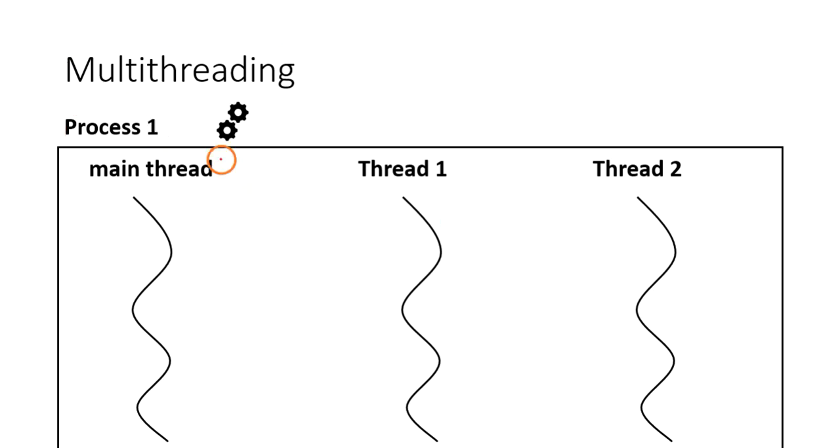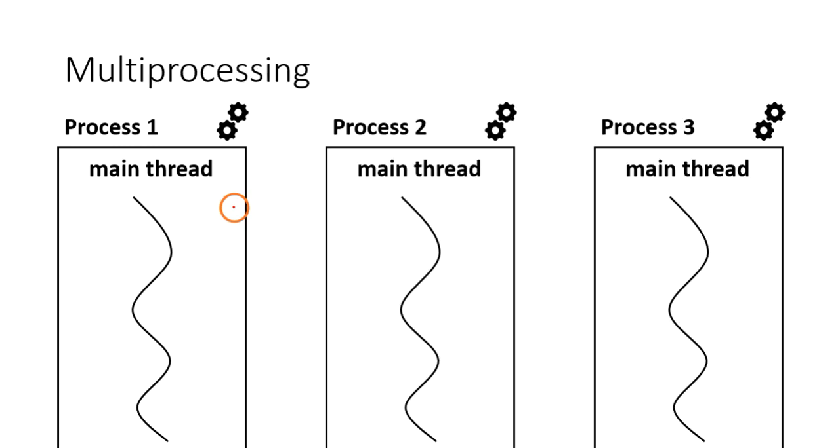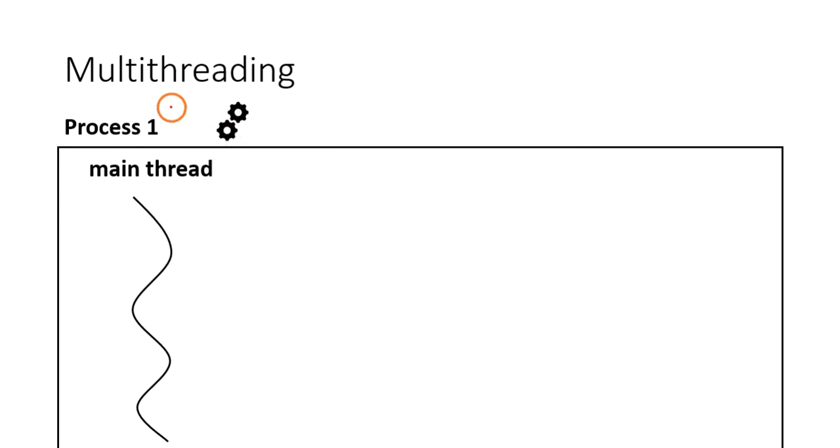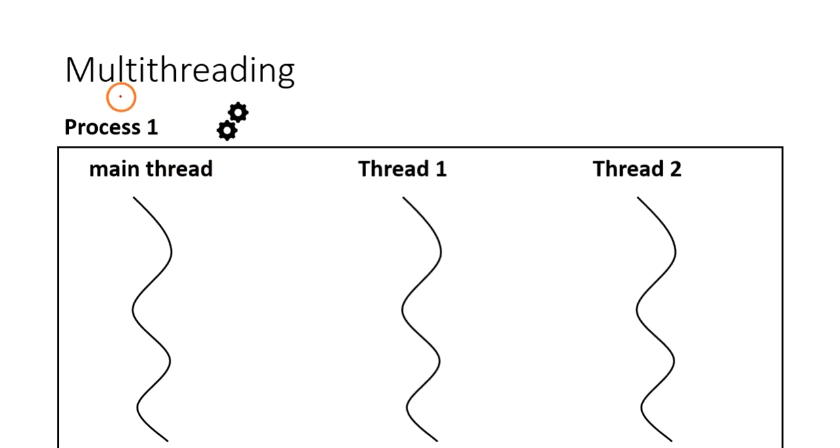Okay, so is it clear? You can create threads like this only inside a process. Remember this. It's simple. Executing multiple processes simultaneously is called multiprocessing, and executing multiple threads simultaneously is called multi-threading.